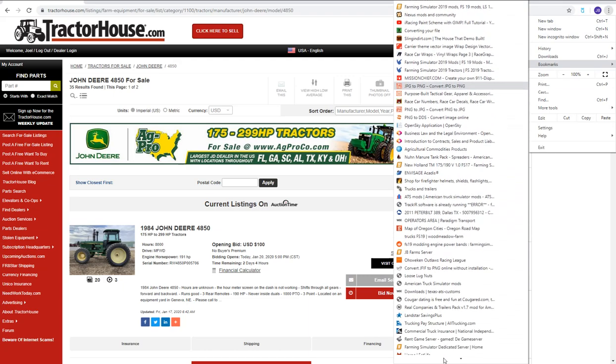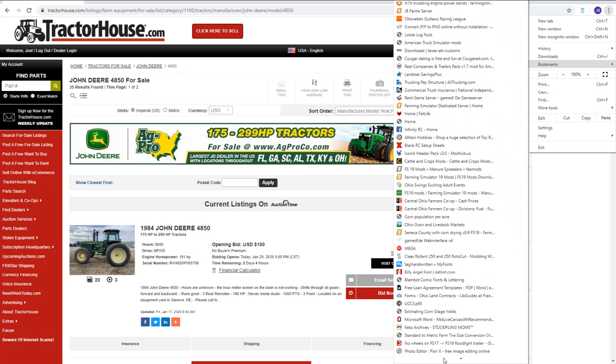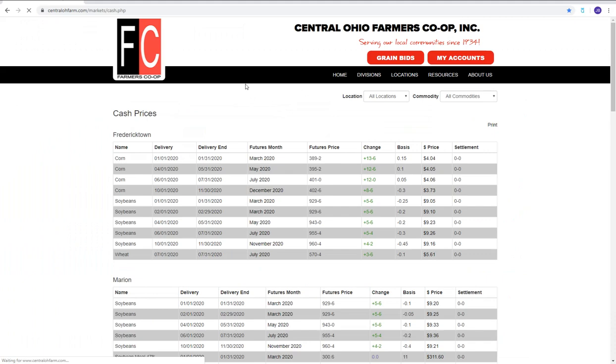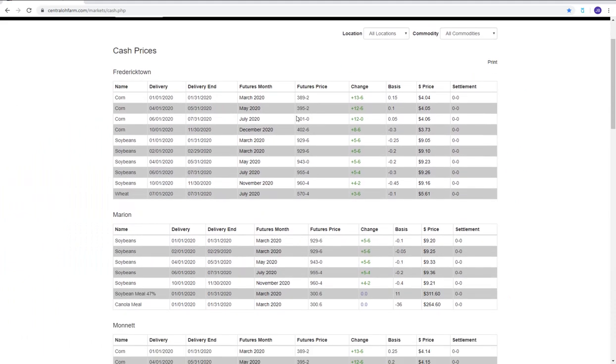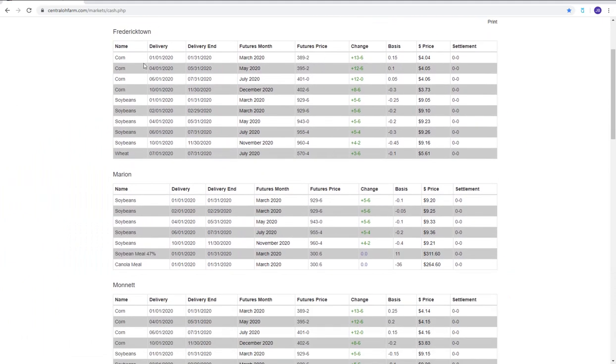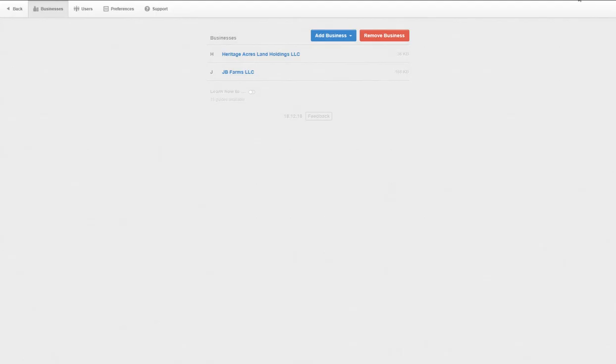And then I know I've got bookmarked some here. Yep, Central Ohio Farmers Co-op. I've got cash prices. So these are their current cash prices, and this is what I base selling all my grain on. These real life values, and that's how I buy all my stuff, and it's all real life values, real time. So yeah, that's all I've got for you.